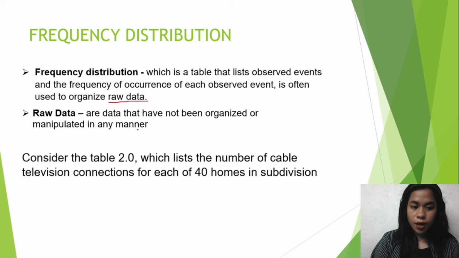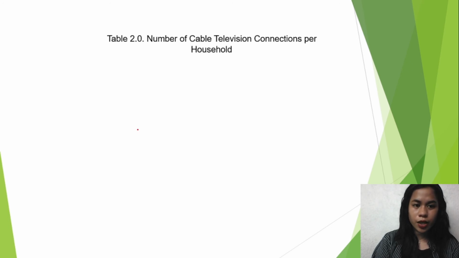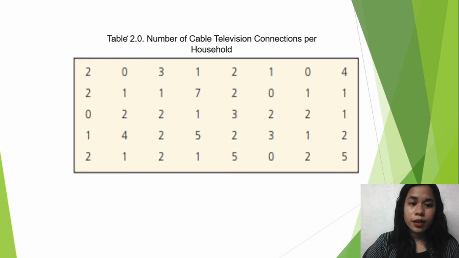So let's have an example. Consider Table 2.2, which lists the number of cable television connections for each of 40 homes in a subdivision. So here is the table. In this table, it determines the number of cable television connections per household.